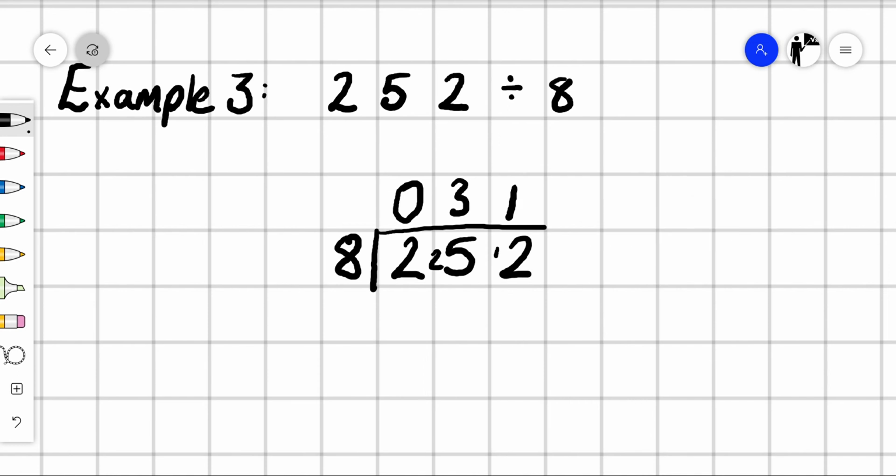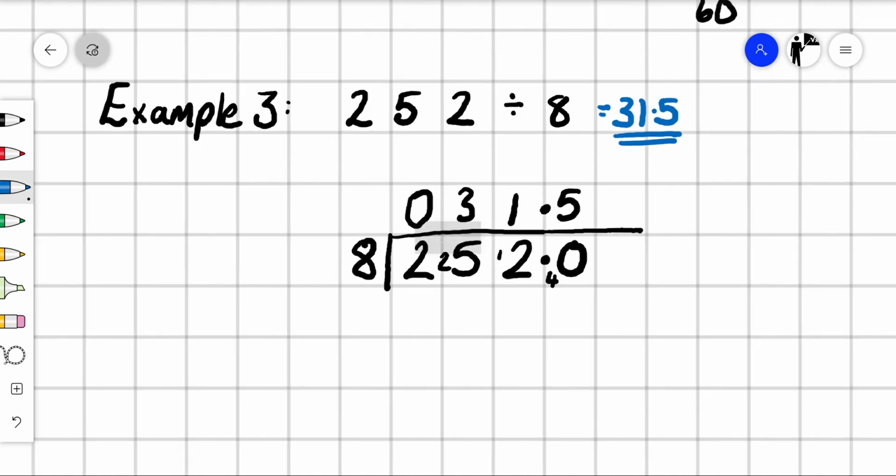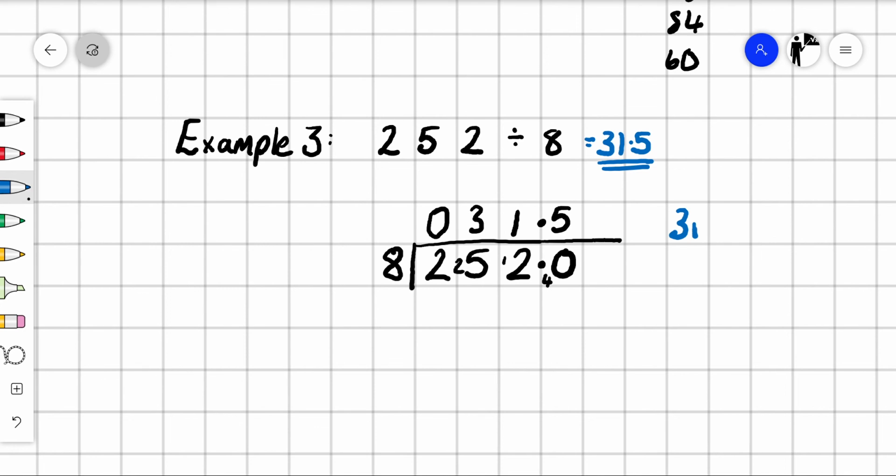But I've got 4 left over, and I don't write remainder 4. What we're going to do is extend this and make it a decimal number. So we'll put a 0 here and we'll put a decimal point here. Okay, so 8 into 12 went once with 4 left over. 8 into 40 goes 5 times. So the answer to my question here is 31.5. At high school you might be inclined to write 31 remainder 4, but we would prefer if we then moved into the decimal system for that answer.